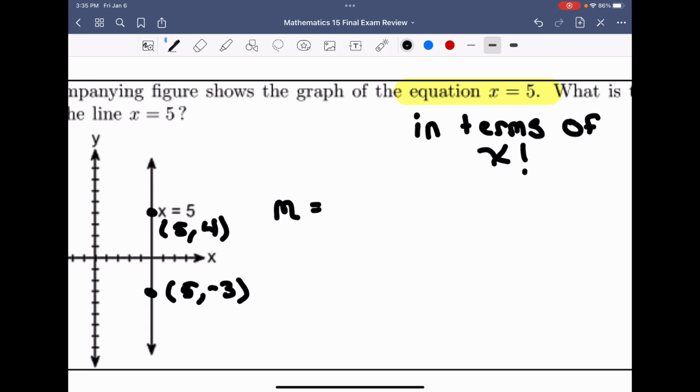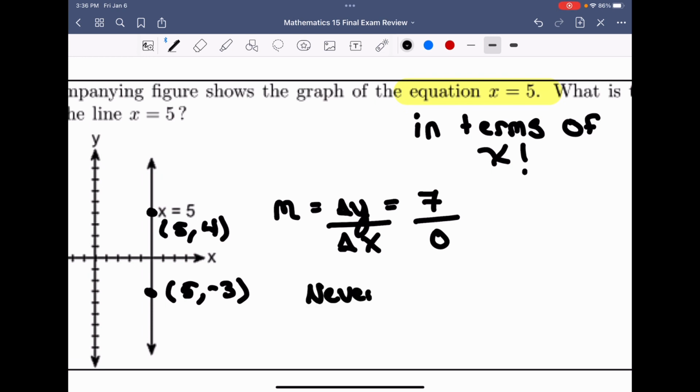Okay, what is the vertical change in this? Well, the change in y is equal to, if I go from -3 up to 4, I've gone 7 units vertically. But then my change in x, I don't move left or right. There's no left to right movement in this case. So what I'm going to say is that the change in x is equal to 0, but because I can never divide by 0, therefore this is undefined.